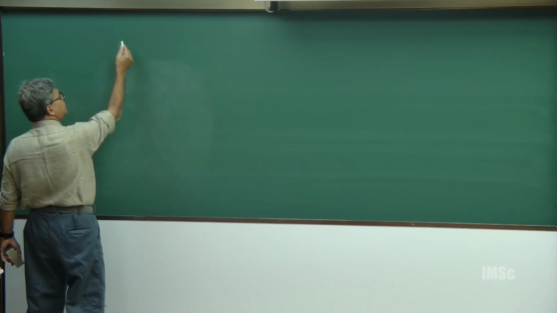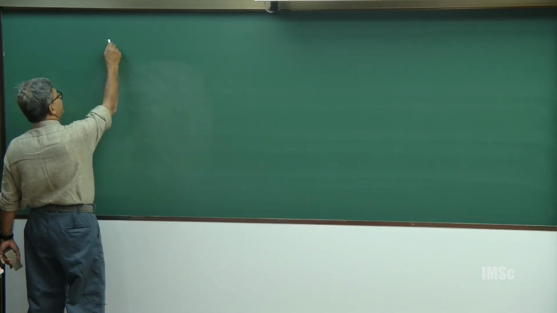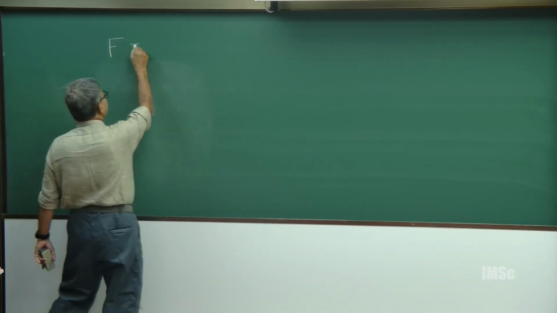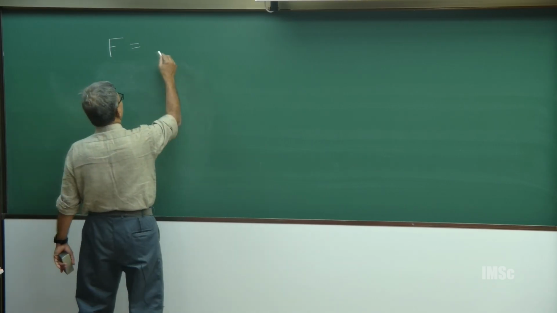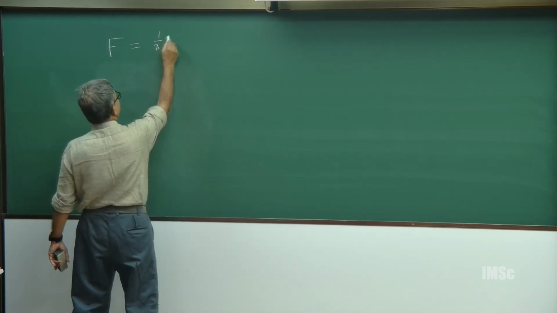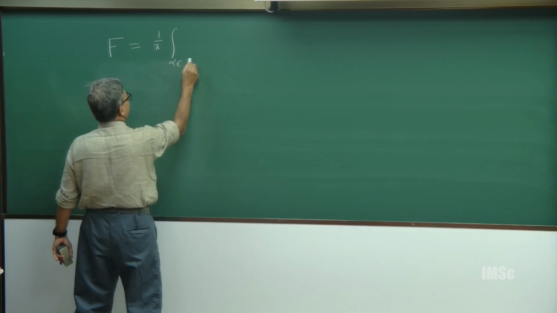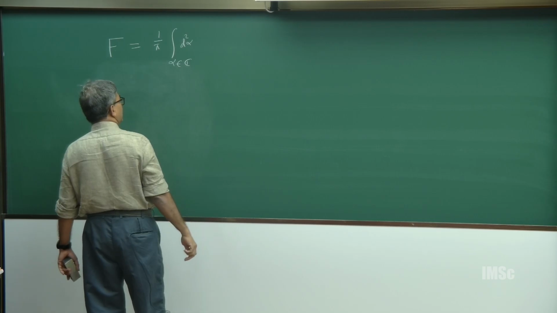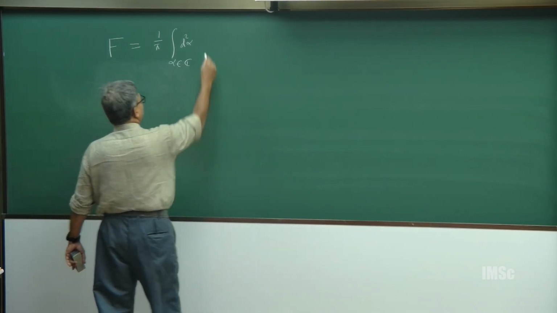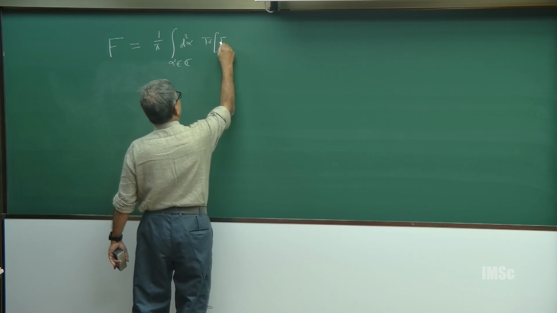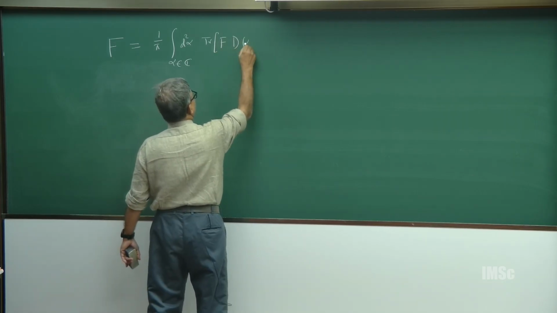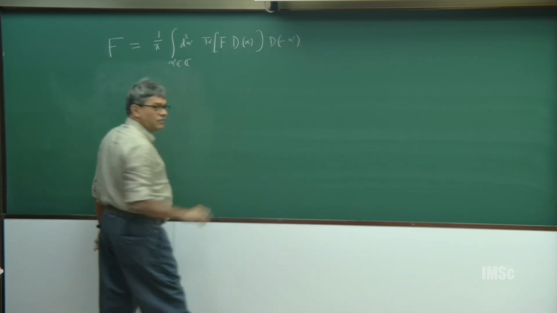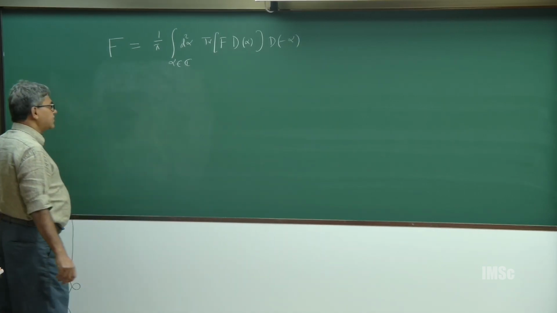What we described a couple of classes back is that if you have a bounded operator f, then I can express it in terms of the displacement operators: trace of f D(alpha), this is the displacement operator, then D(minus alpha). This is what we have described.